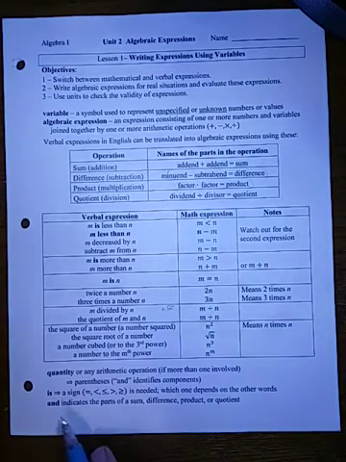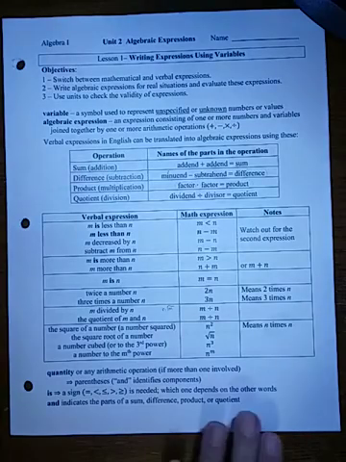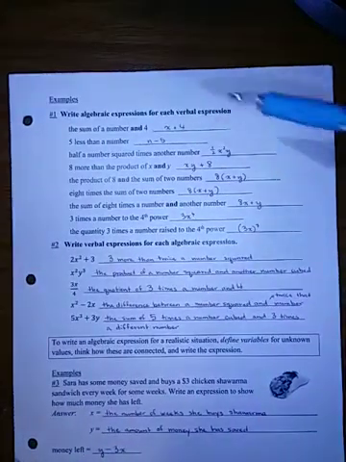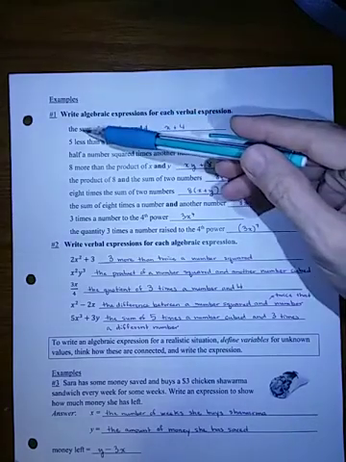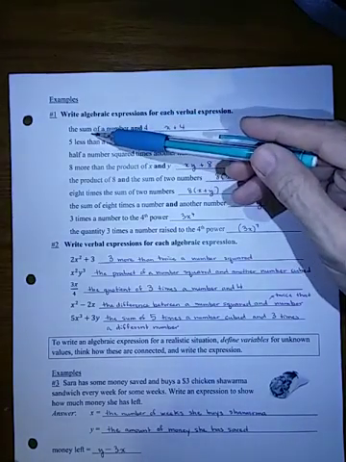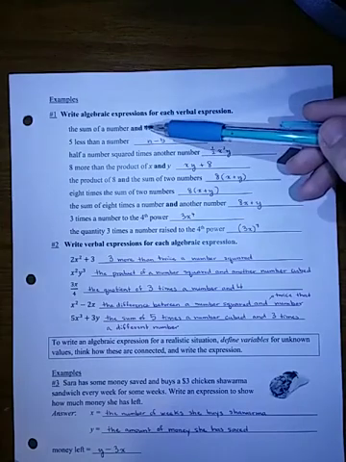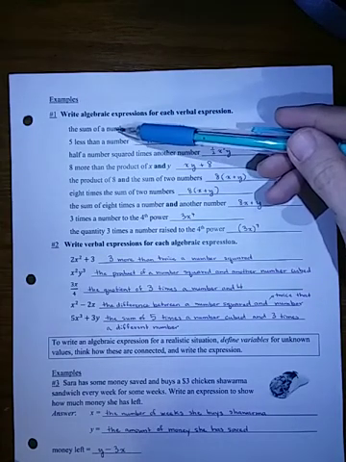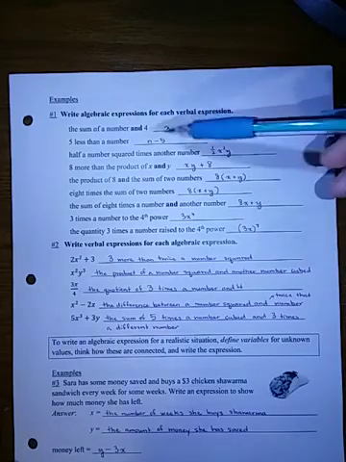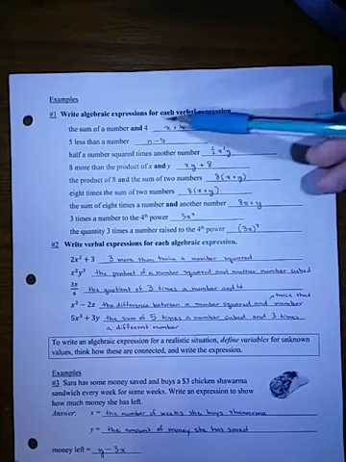And then, as I said, the "and" indicates the parts of a sum, a difference, a product, or a quotient. So as examples, it says write algebraic expressions for each verbal expression. The sum, so we have to know that means adding, and then the "and" tells us the components of a number and 4. We don't know the number, so we need to specify it by a variable.